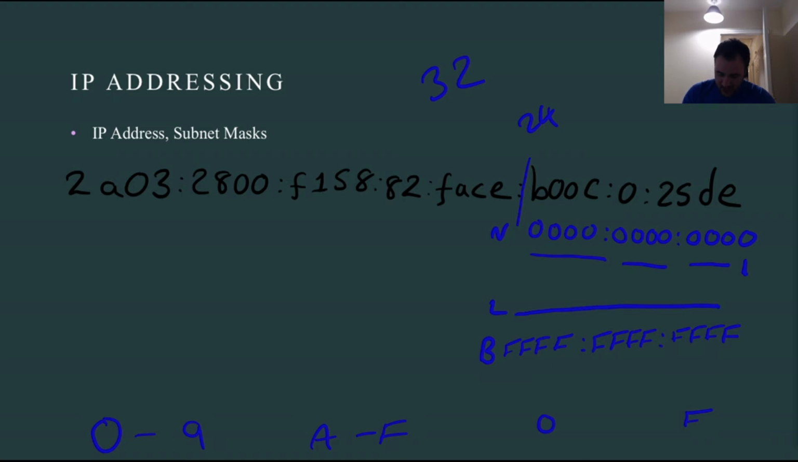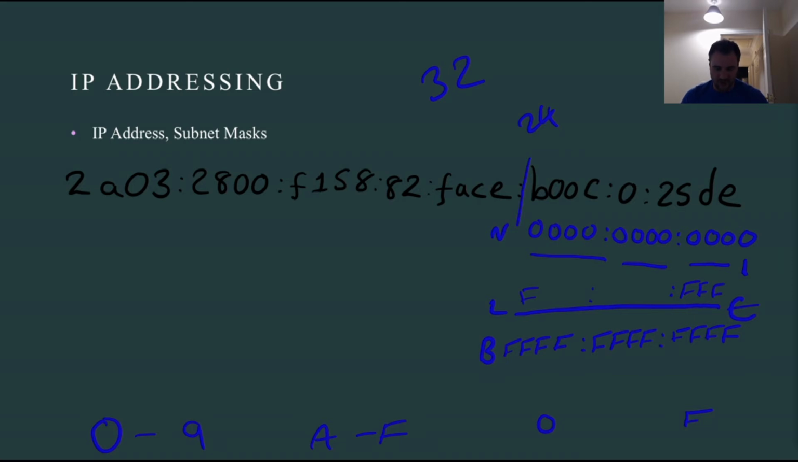F's all the way along, colon, F's all the way along, colon, F, F, F, E. Cool. So it's using what we know about IPv4, but implementing IPv6. Hopefully that does clear a little bit up.